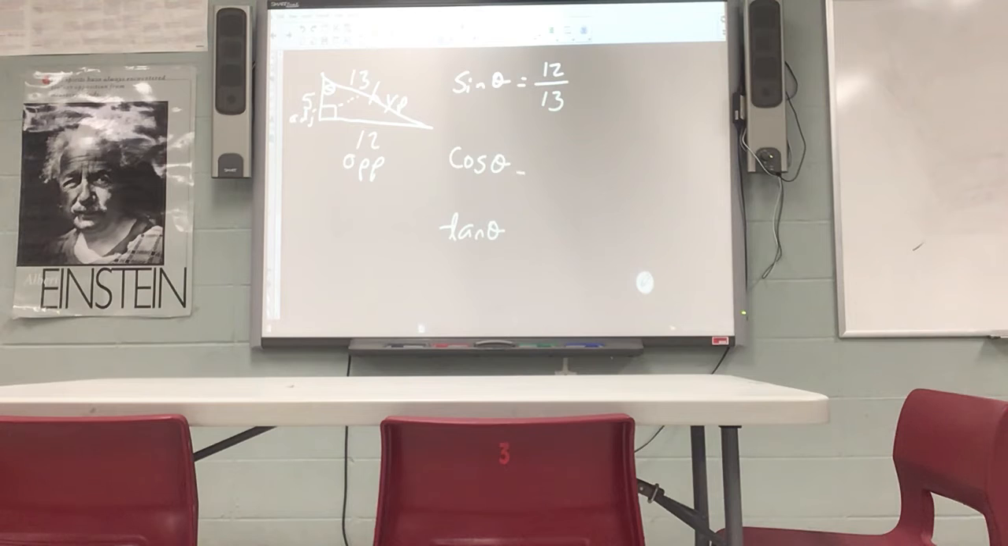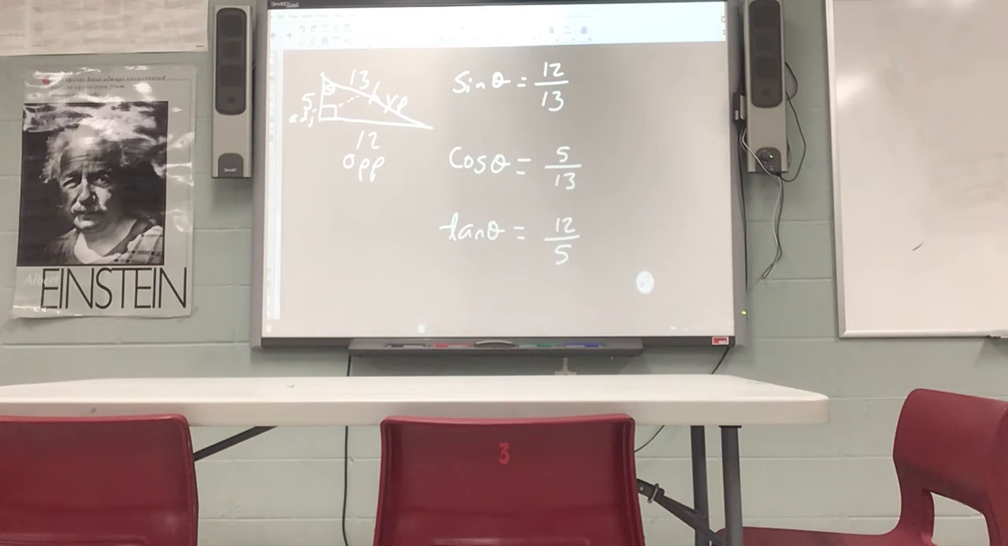Okay, cosine is adjacent over hypotenuse, so what's adjacent to theta? 5. Wait, isn't the hypotenuse also adjacent? Yes, it is also adjacent, but you can only use it as the hypotenuse. So what's our hypotenuse? 13. Tangent is opposite over adjacent. What's opposite of theta? 12, over adjacent, 5. That's it. You know your sine, cosine, tangent.